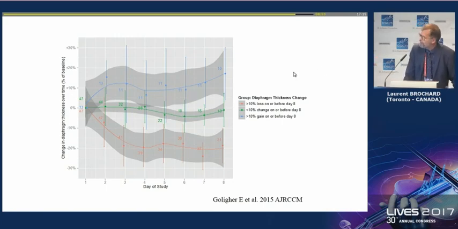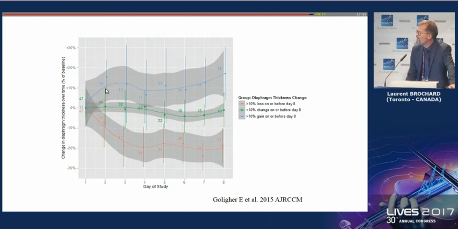And we found 3 behaviors. One is the red curve, and represents 40% of the patients. These are patients in whom the diaphragm thickness decreased by more than 10%. 10% was our limit because it's a limit of reproducibility. So 40% in the ICU develop diaphragm atrophy. Then we had another 40%, the green curve, with really no change in diaphragm thickness. So patients who have no, let's say, injury due to ventilation.